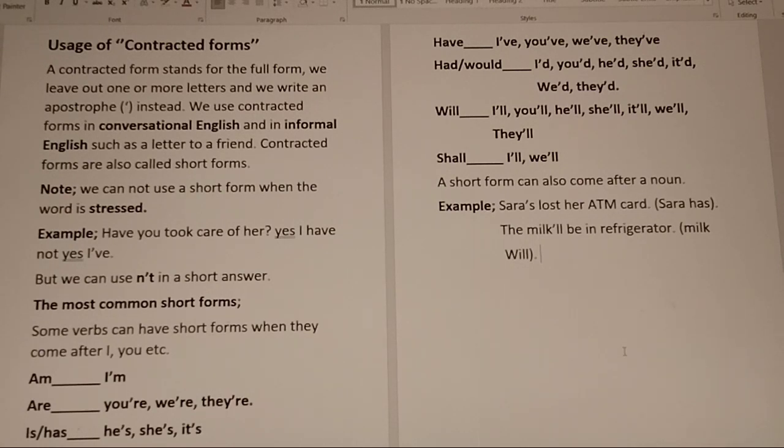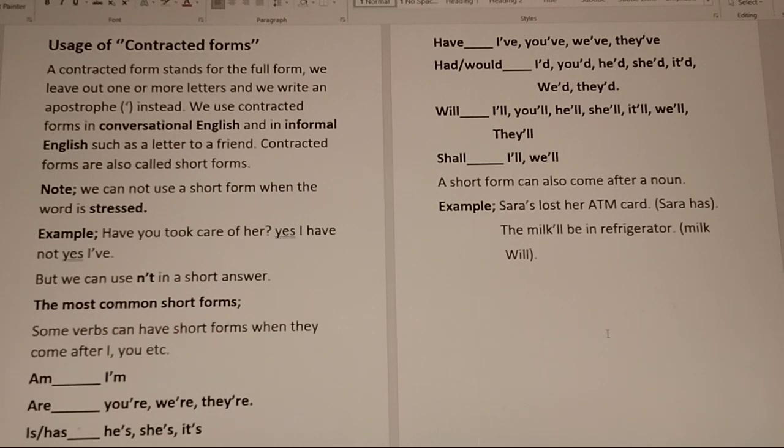Okay, so the most common short forms. Some words can have short forms when they come after I, you, etc. The first one is am. Its contracted or short form is I am. Are: you are, we are, they are. Is and has: he is, she is, it is, he has, she has, it has. Have: I have, you have, we have, they have.